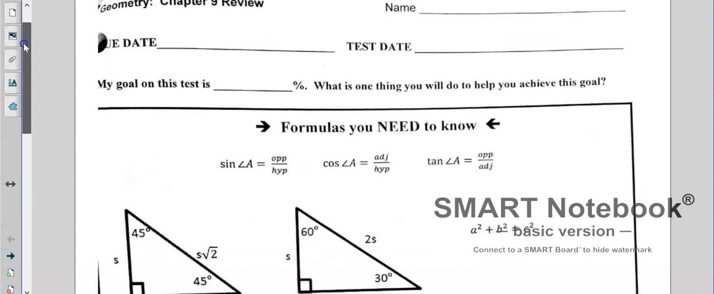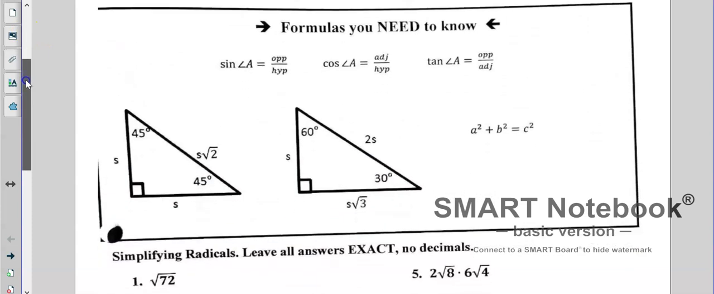So this is a review for chapter 9. This is the main stuff you're going to need to know. Okay. Sine is opposite over hypotenuse. Cosine is adjacent over hypotenuse. And tangent is opposite over adjacent. SOH CAH TOA. Okay.